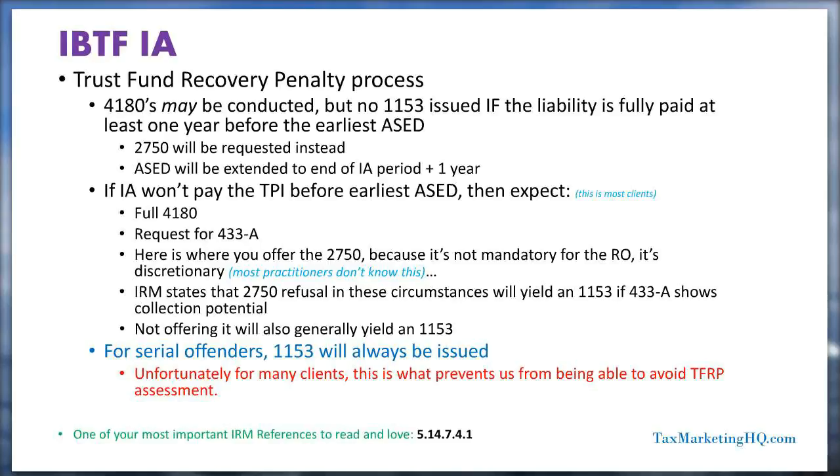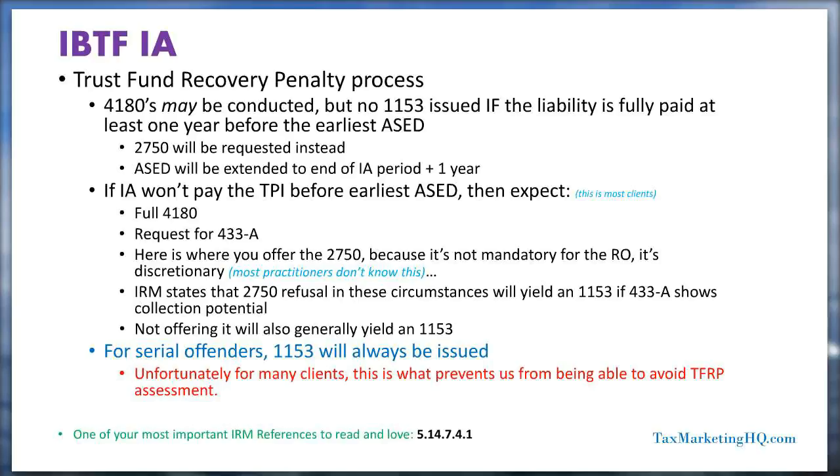What the language in the IRM actually says here is Form 2750 should be obtained from all persons who appear to be responsible for, but did not collect, account for, or pay over the taxes which are collected. So it just needs to be the appearance that they might be able to personally assess them. They don't have to prove that they'd be personally liable. So the 2750 will be requested, and the ACEDs will be extended to the end of the installment agreement period plus an additional year. The taxpayer can refuse to sign the 2750. It's not mandatory, the individual taxpayer, that is.